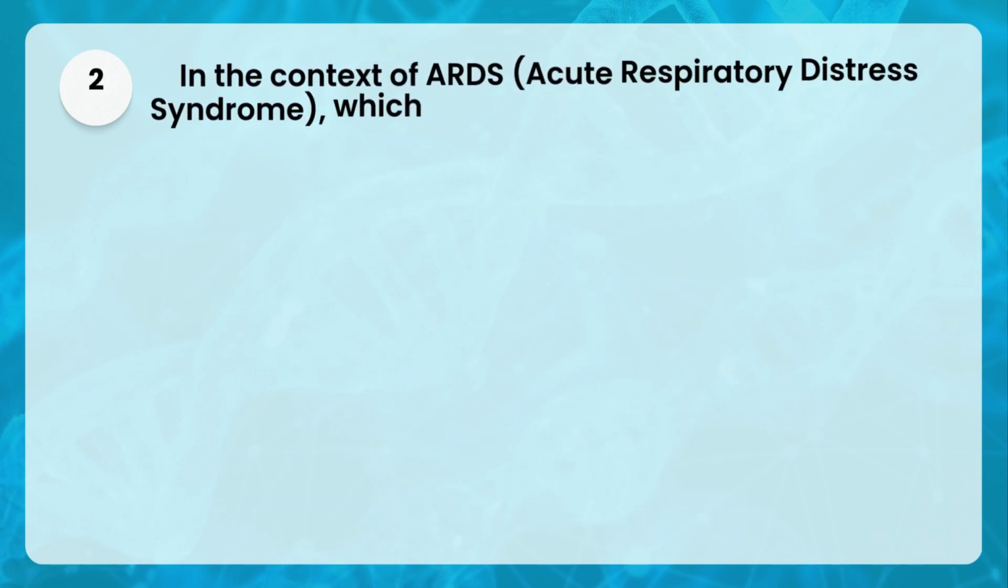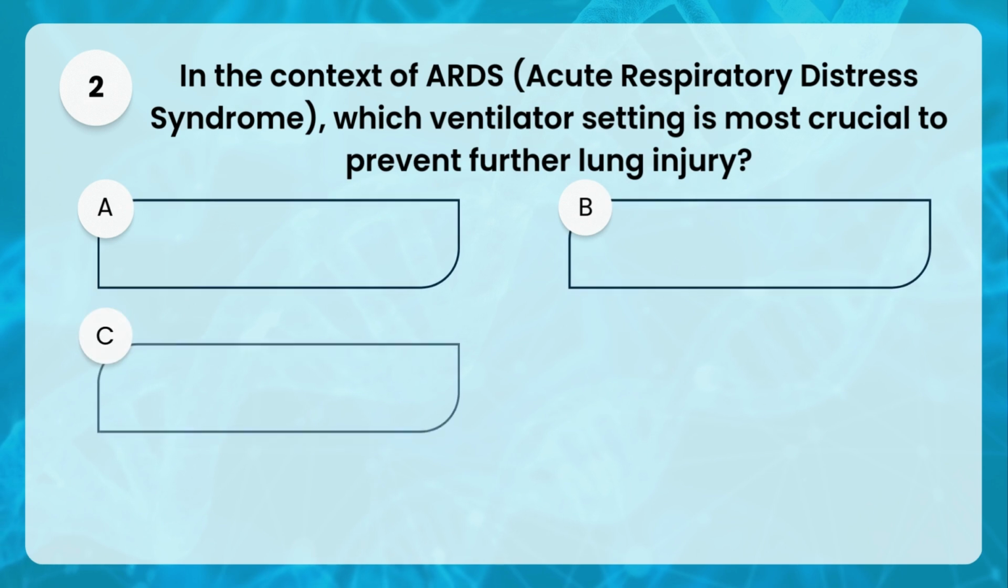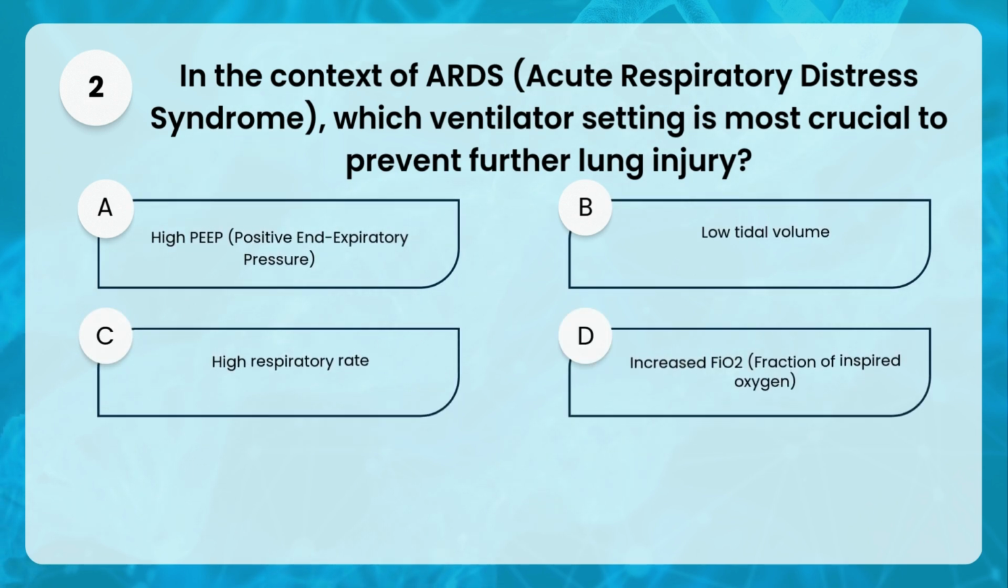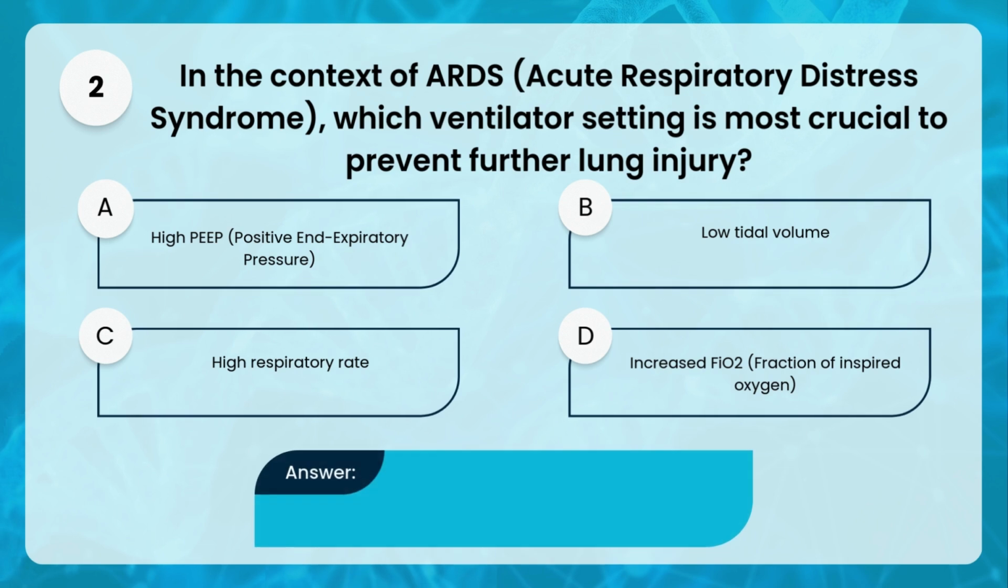Number 2. In the context of ARDS, acute respiratory distress syndrome, which ventilator setting is most crucial to prevent further lung injury? A. High PEEP, positive end expiratory pressure. B. Low tidal volume. C. High respiratory rate. Or D. Increased FiO2, fraction of inspired oxygen. The answer is B. Low tidal volume.